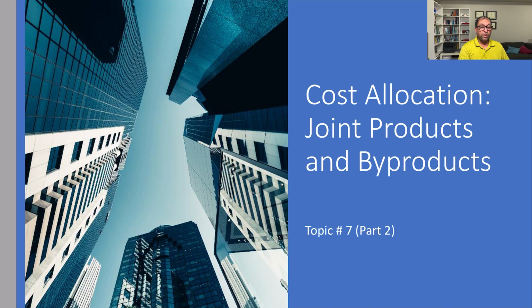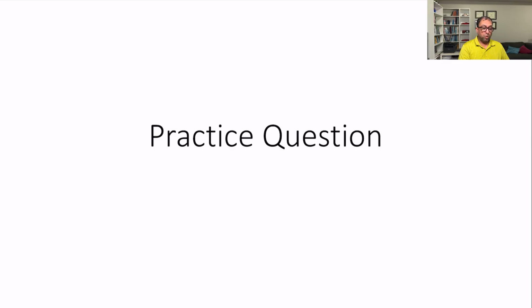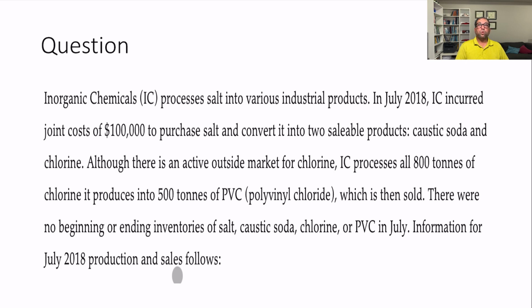Well, in this part, we're going to solve one question in order to understand how we can apply these methods of distribution of the joint cost among the different products. So this is our second part of the cost allocation of joint products and byproducts. If I read the question with you, then we're going to solve it.